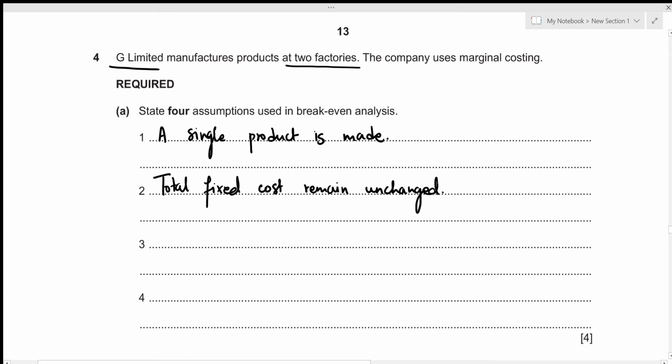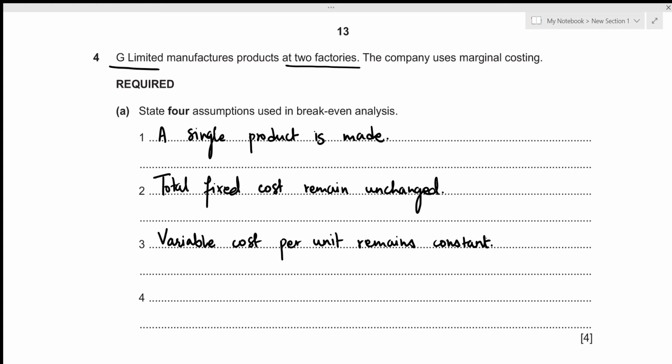Similarly, the second variable is variable cost per unit. So the variable cost per unit also remains constant or unchanged. Let's write it down. Variable cost per unit remains constant. Alright, then the last one is the selling price per unit. So our last assumption is that the selling price per unit does not change. Let's write it down. Selling price per unit does not change.